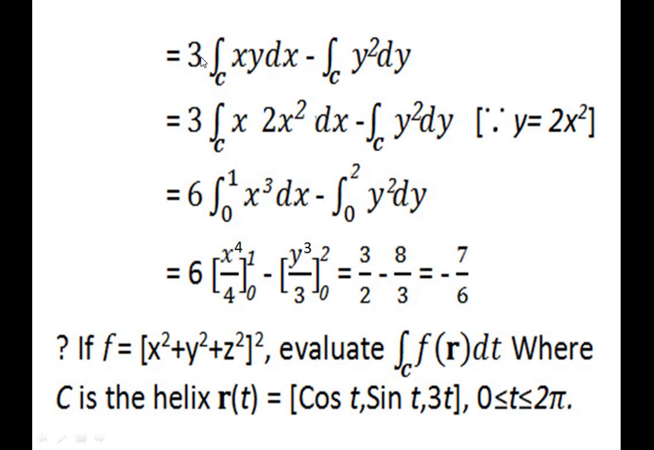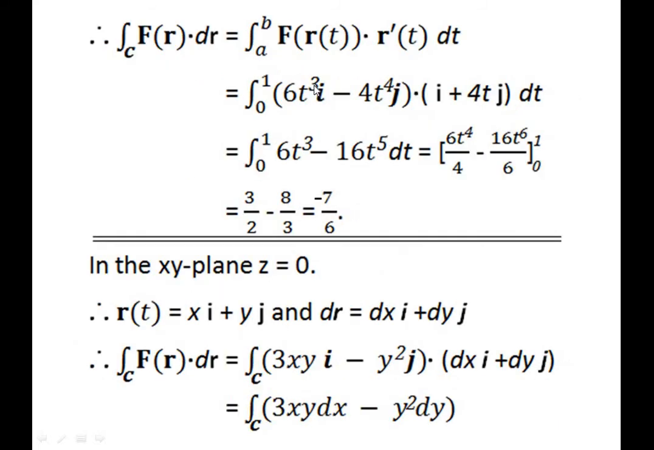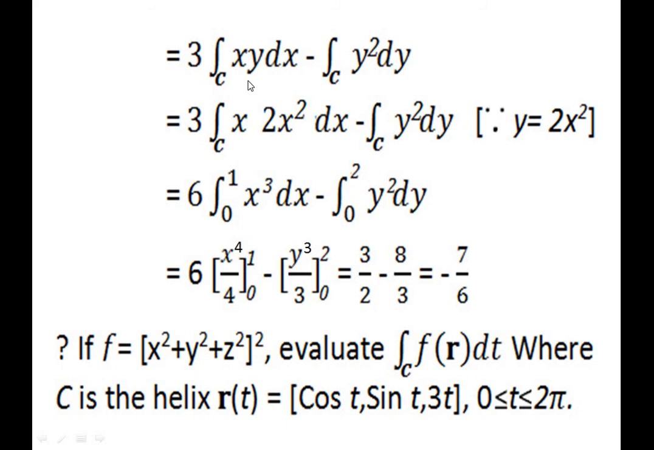Then, integrating partially, that's equal to two parts: 3 into the integral over C of xy dx minus 3 times the integral over C of y square dy. Here we have x terms with respect to dx that we are integrating, and here we have y. So we know the equation of the curve is y equals 2x square. Substituting y equals 2x square here, we get 3 into the integral over C of x into 2x square dx minus the integral over C of y square dy, since y equals 2x square.